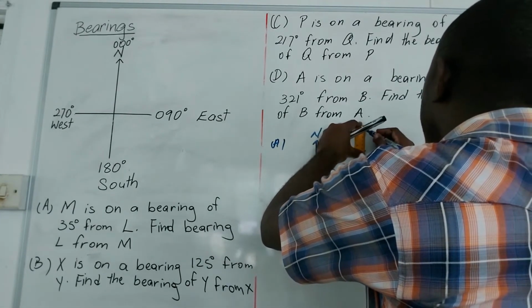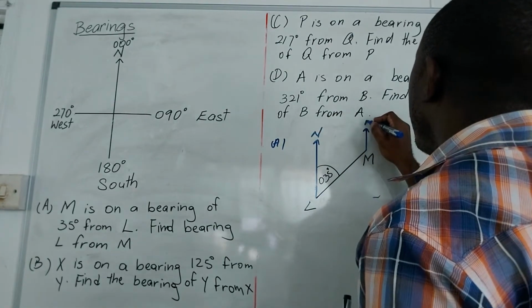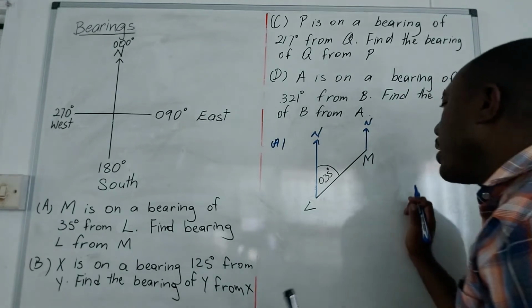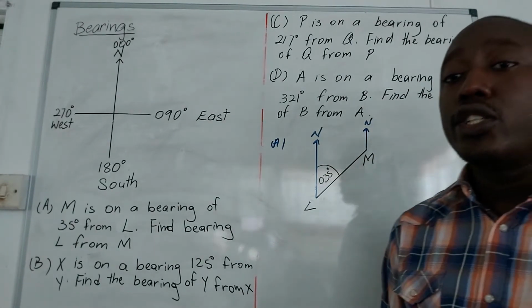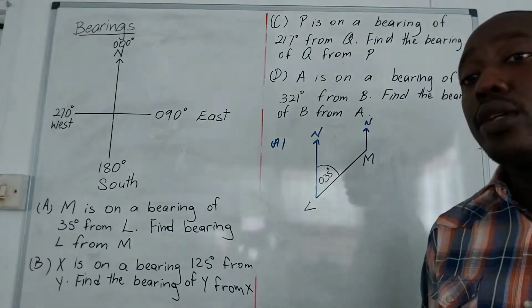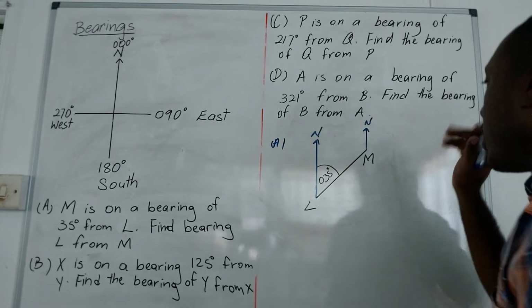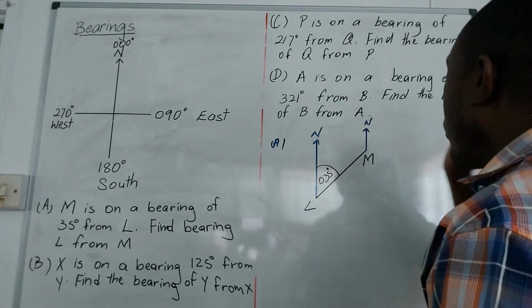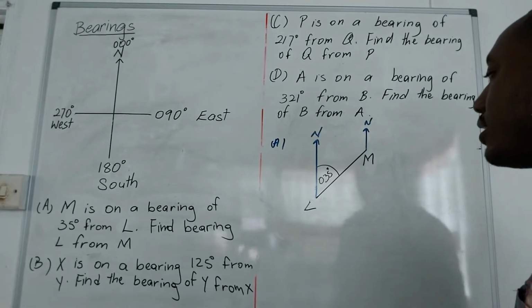So we draw another north line here, representing north. Note here that the north lines are parallel to each other, and that is a very important thing to know. All the north lines will be parallel to each other.